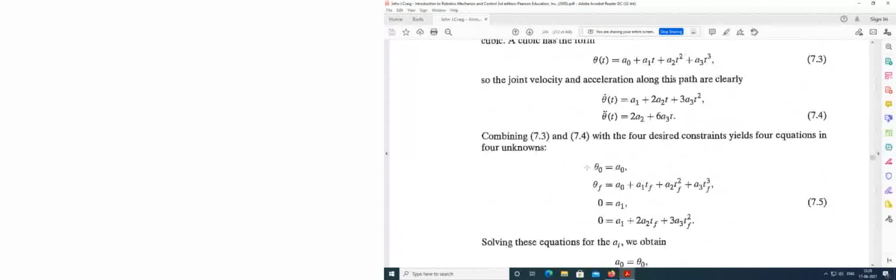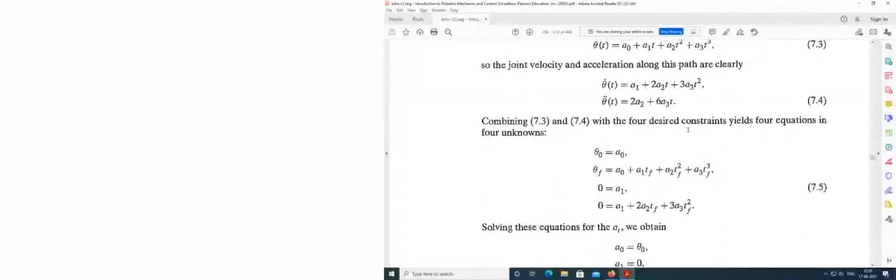Now let's impose those four conditions and calculate a0, a1, a2 and a3. When t is equal to 0, theta is equal to theta naught. In this equation we can put t is equal to 0. If I put t is equal to 0, theta naught is equal to a naught.